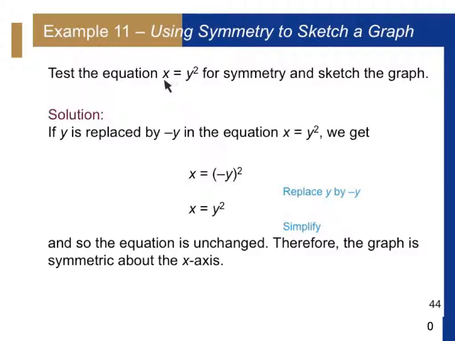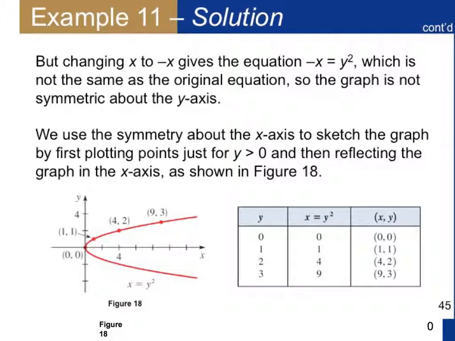Okay, so let's look at x equals y squared for symmetry. If we replace y with minus y in this equation, we get the same equation, x equals y squared, because minus y times minus y is just plus y squared, right? So we can say this is symmetrical across the x-axis, because when you change y to minus y and you get the same equation, you have symmetry across the x-axis. So we only have to graph part of it.